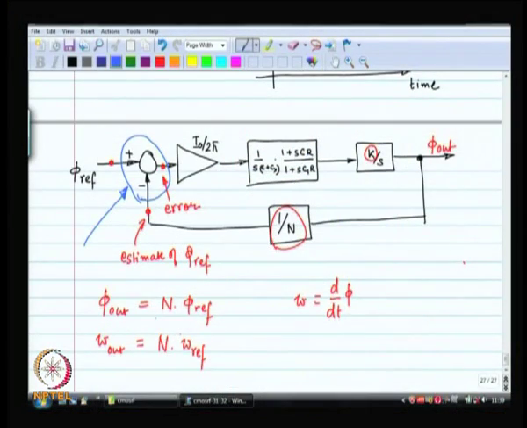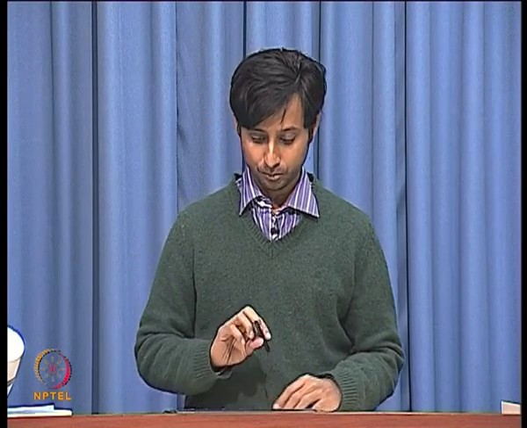So, what frequency is this happening at? What is the oscillation frequency as far as this phase detector is concerned? The oscillation frequency is omega ref, right, which means that my loop bandwidth should be limited to 1/10 of omega ref, not 1/10 of omega out.